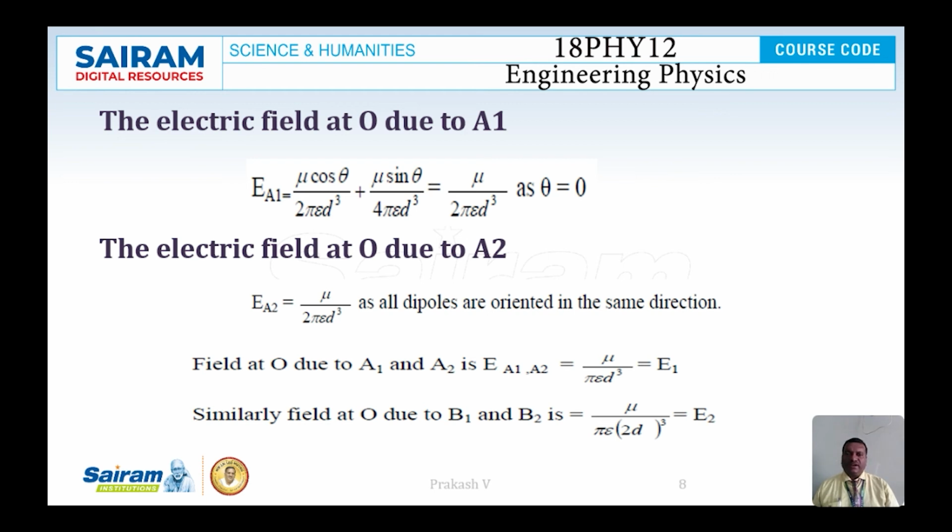Similarly, the electric field at O due to the other atom A2, that is EA2, is equal to mu by 2 pi epsilon d cube. Now if you consider both the atoms A1 and A2, the field at O due to A1 and A2 is given by E1, that is equal to mu by pi epsilon d cube. And similarly, the field at O due to the atoms B1 and B2 is expressed as E2, that is equal to mu by pi epsilon into 2d whole cube.